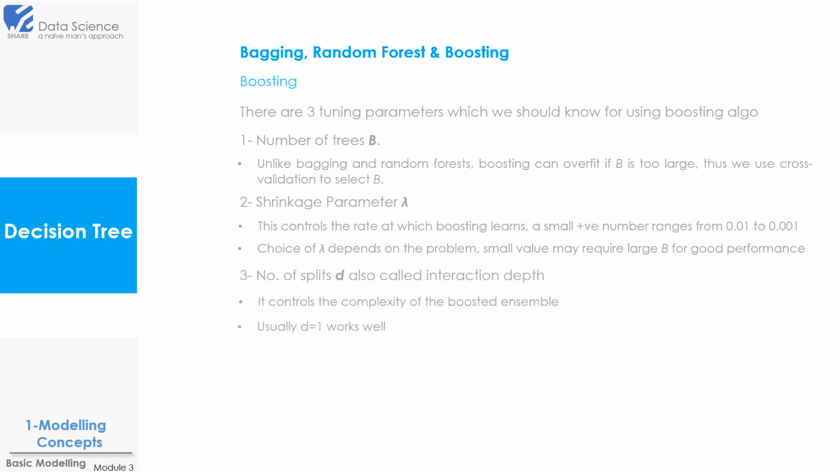Third parameter is the number of splits, that is denoted by D. It is also called interaction depth. It controls the complexity of the boosted ensemble. Usually D equal to 1 works well. Now these tuning parameters are something that you can learn over time. But there are certain basic directions that I have already explained here that can be used for selecting these parameters. So these were the three parameters that are required for us to implement boosting.